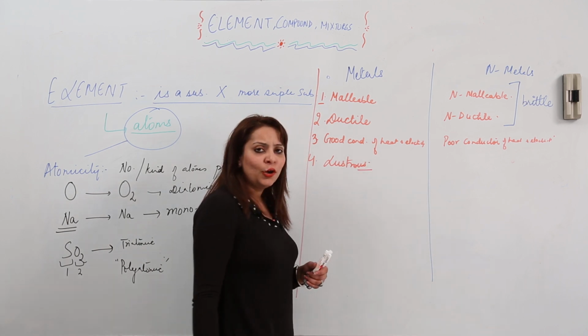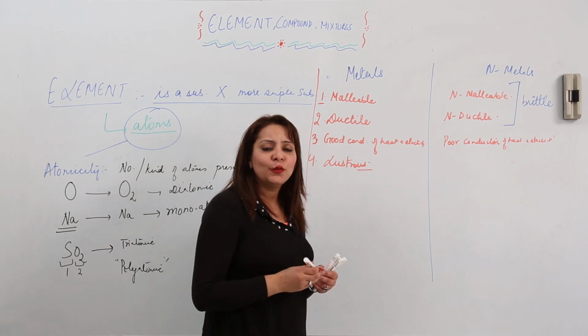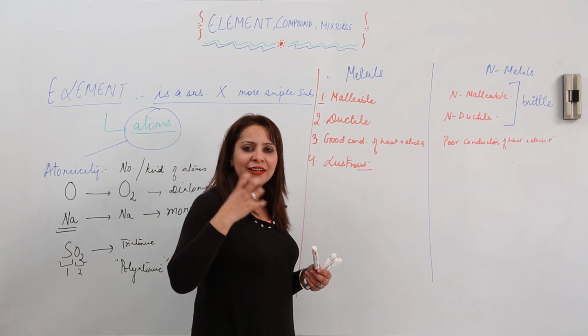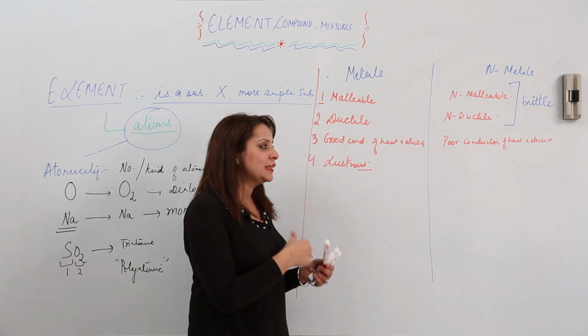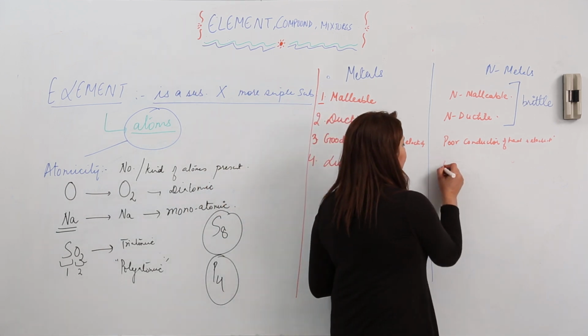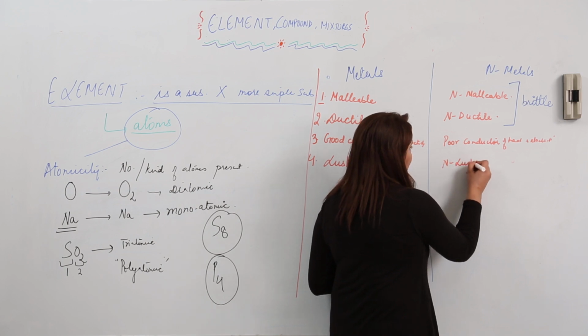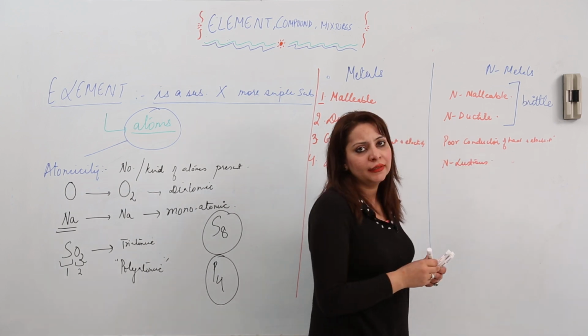You must have come across many metals in daily routine. So what do you see? That they have a spark, they shine actually. So they are lustrous. But when we talk about non-metals, they are non-lustrous. They do not emit such shine.